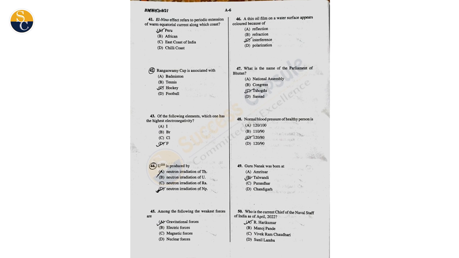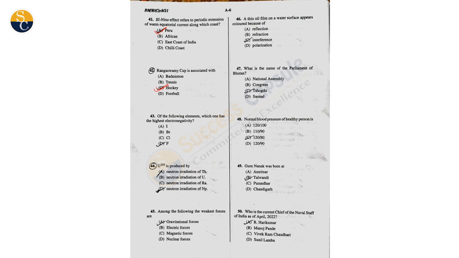Next, El Nino refers to periodic extension of warm equatorial current along the Peruvian coast. So, A is the correct answer, along the coast of Peru. El Nino is a Spanish term meaning the little boy. So, A is the correct answer. Next, Rangaswamy Cup is associated with hockey. So, C is the correct answer.